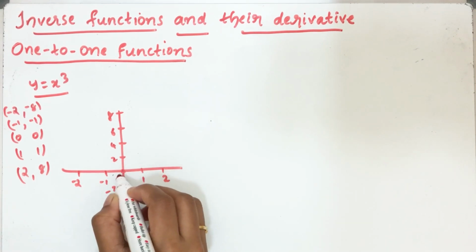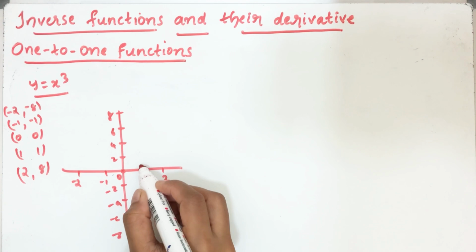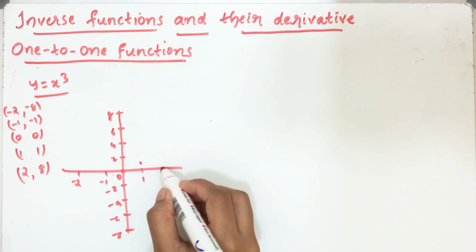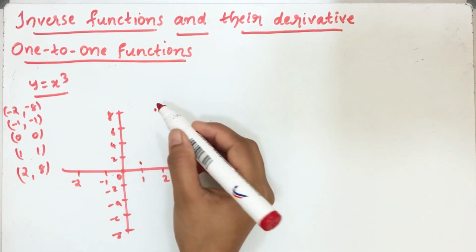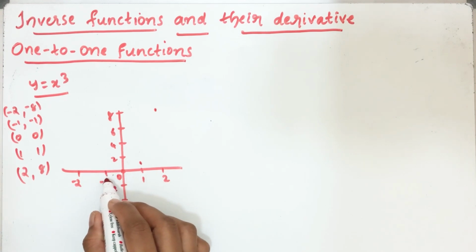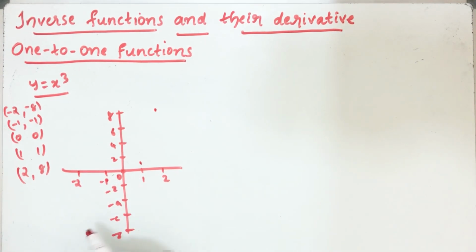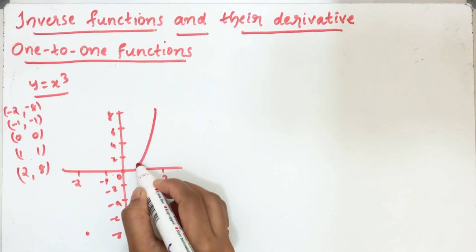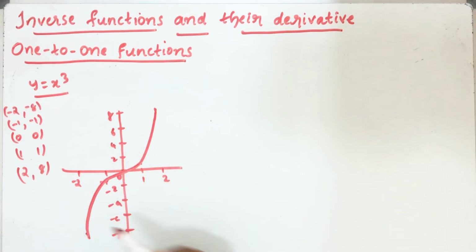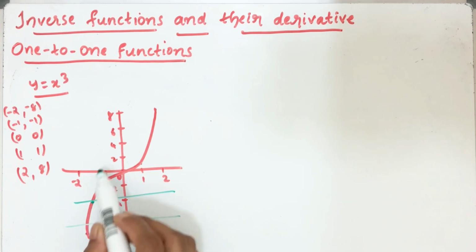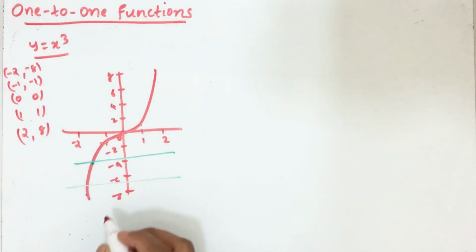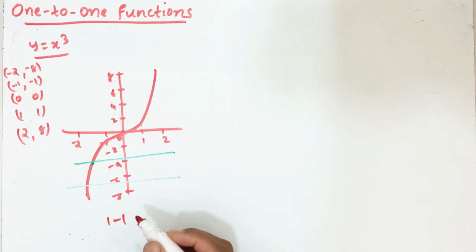When x is equal to 0, y is 0. When x is equal to 1, y equals 1. When x is equal to 2, y equals 8. When x is equal to minus 1, y equals minus 1. When x is equal to minus 2, y equals minus 8. So this graph is like this. If we take any arbitrary horizontal line, it meets the graph at most once. See here, at most once. So we can say this is a one-to-one function.